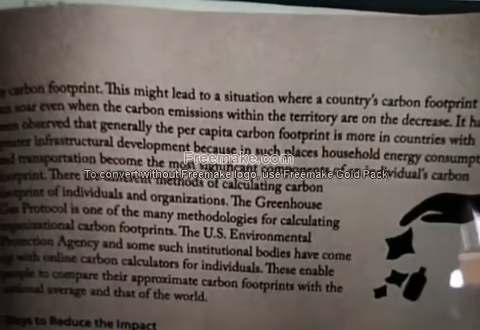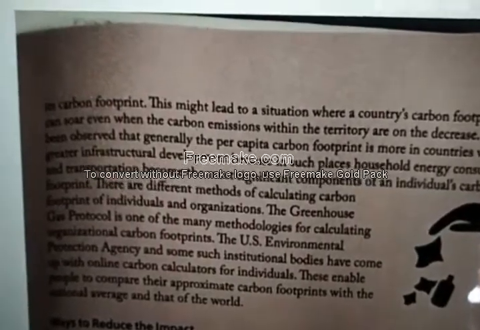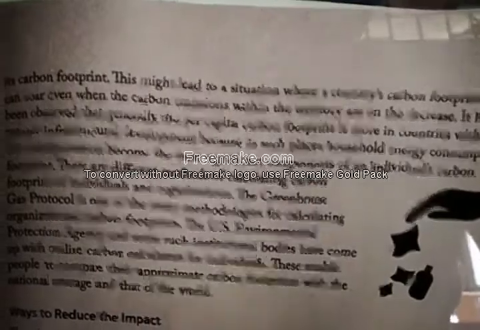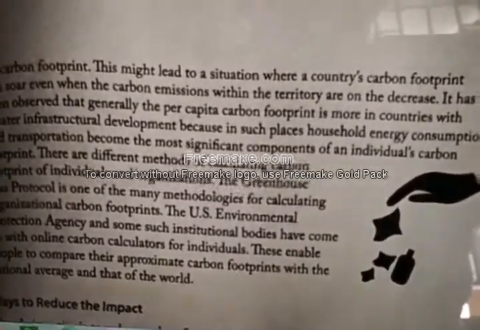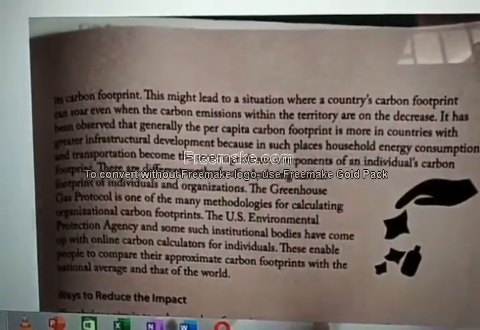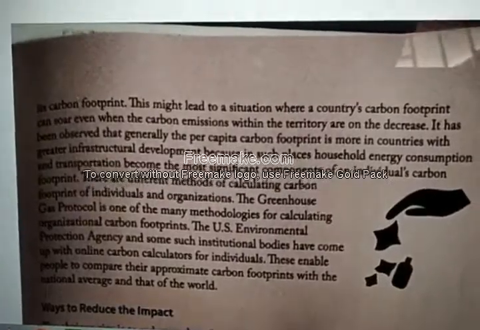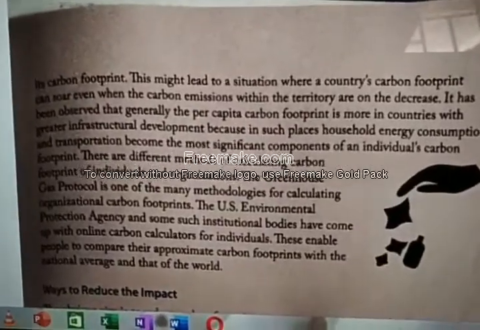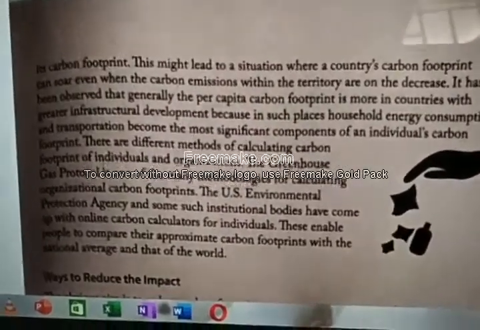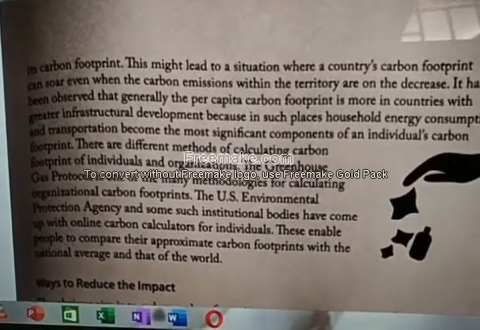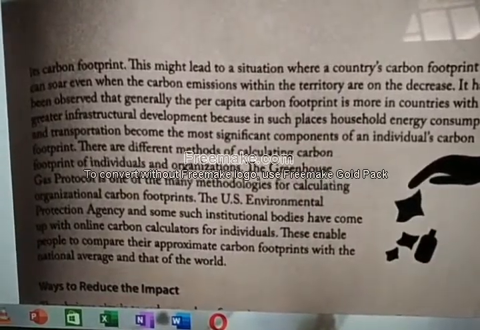This might lead to a situation where a country's carbon footprint can soar even when the carbon emission within the country is on decrease. It has been observed that generally per capita carbon dioxide is calculated with what unit? Per capita unit. Each and everything has some unit to calculate, right? Like that, for carbon dioxide they are using per capita carbon footprint, which is more in countries with greater infrastructural development.